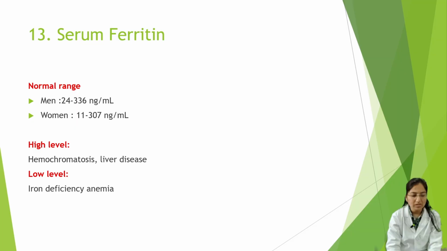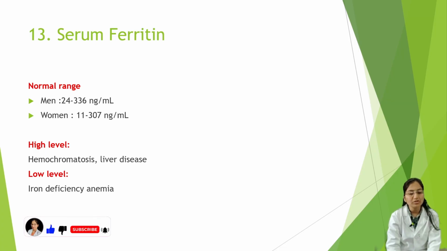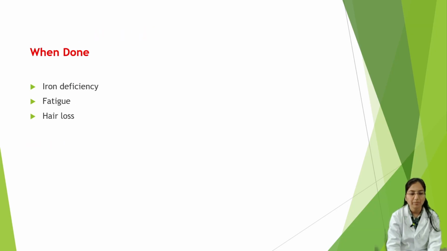Okay, next test is serum ferritin. Normal range in men is 24 to 336 ng per ml, and in women 11 to 307 ng per ml. If this level is increased, we can see hemochromatosis, that is increased level of iron, and liver disease. If decreased, iron deficiency anemia we can see. This test is done in the case of iron deficiency, fatigue and hair loss.